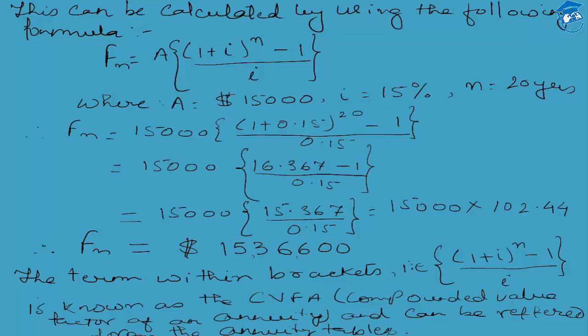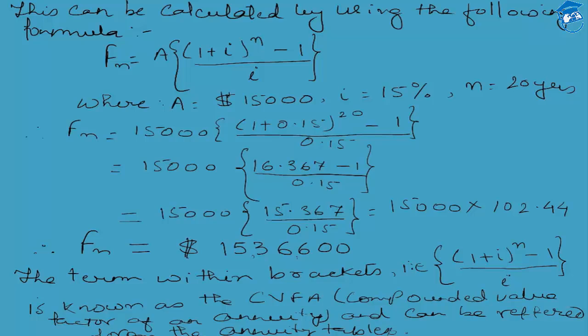This growth has taken place because he has been very disciplined in his investment, making his annual payment of 15,000 USD at the end of every year for the next 20 years, which actually grew by the compounded growth rate of 15% per annum. So the future accumulated amount happens to be 1536600 USD against an annual payment of 15,000 per year for the next 20 years.